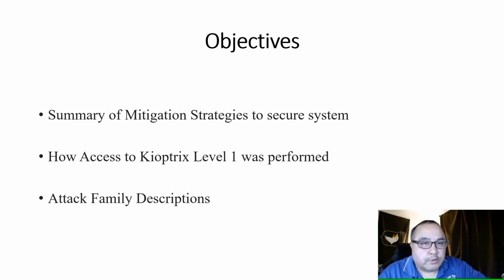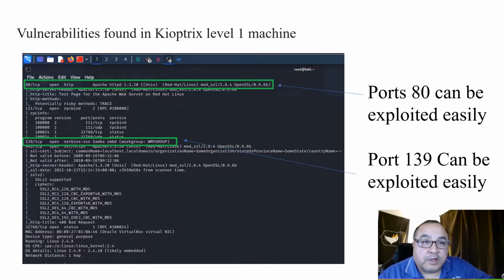The objectives are to show you the vulnerabilities and then a summary of the mitigation strategies to secure the system. Then we'll go over how I accessed the Catrix level 1 and how I performed it. And then I'll describe more definitions of viruses and attacks. The vulnerabilities found in Catrix level 1.